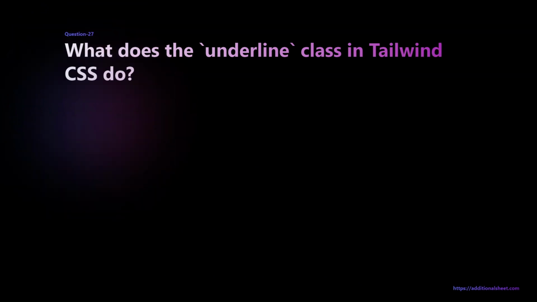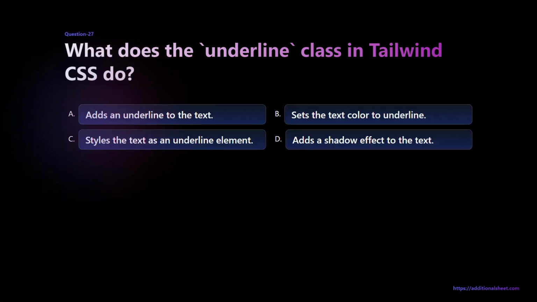What does the underline class in Tailwind CSS do? Option A, adds an underline to the text. Option B, sets the text color to underline. Option C, styles the text as an underline element. Option D, adds a shadow effect to the text. The correct answer is option A, adds an underline to the text.